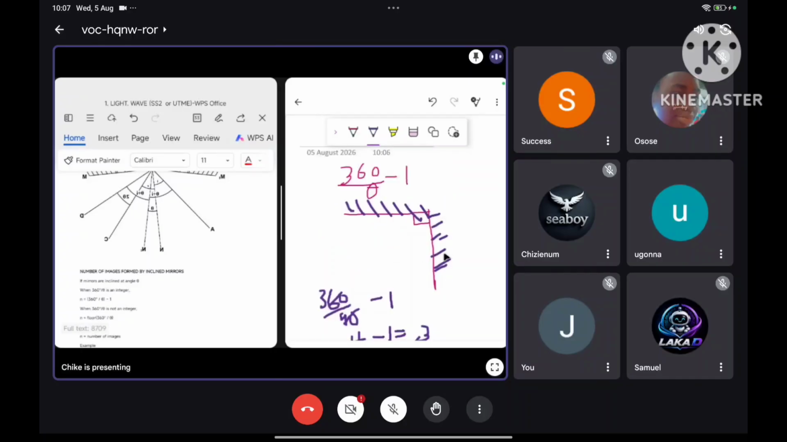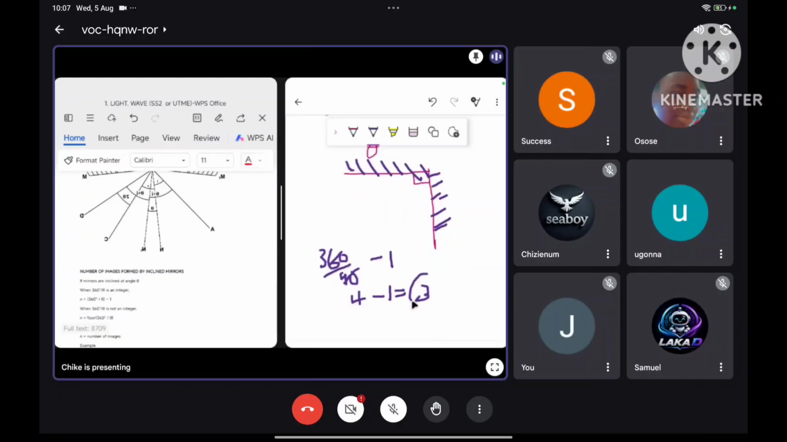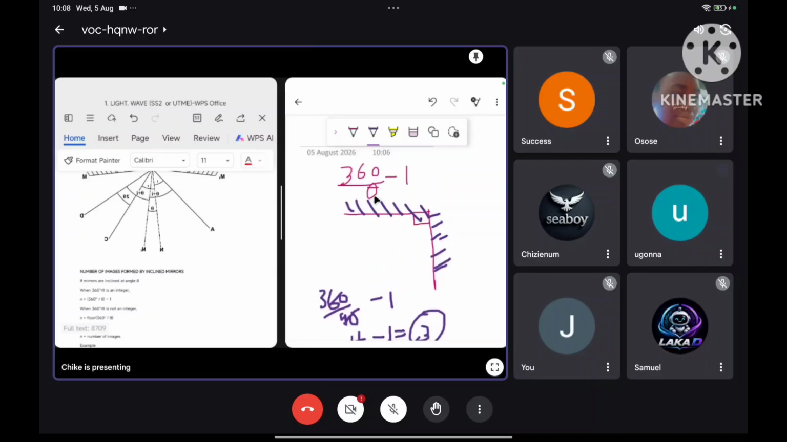So you can see, each mirror here will give me one image. Are you getting me? One on its own will give me one image, but by inclining them together, I get more images. So that's the goal of inclining mirrors, so that you can maximize the images that you have. You get it? For example, if they are inclined at 60 degrees, how many images will be formed? Who can tell me?